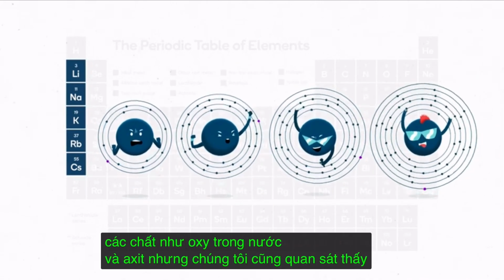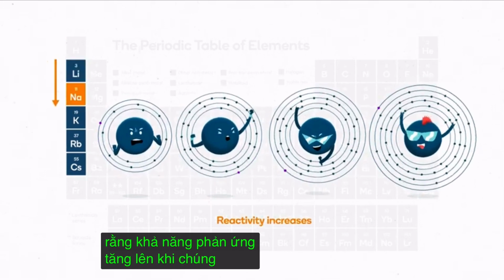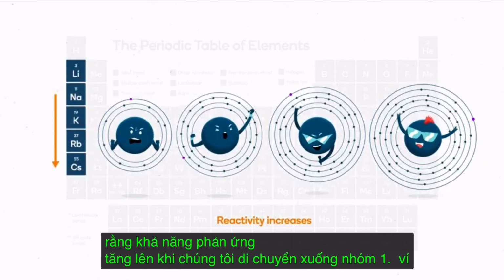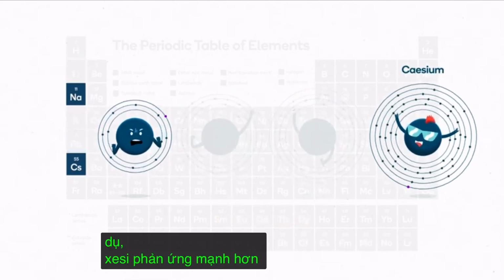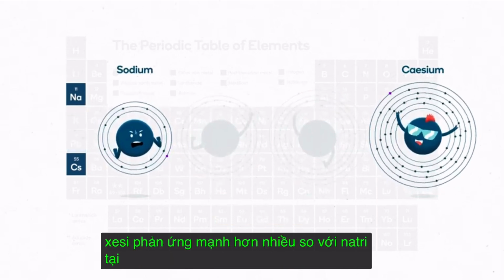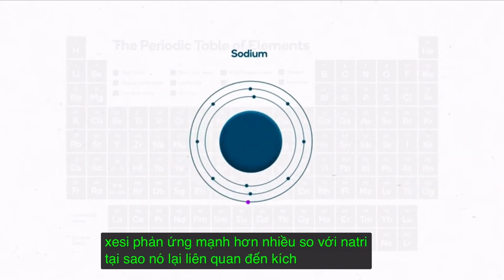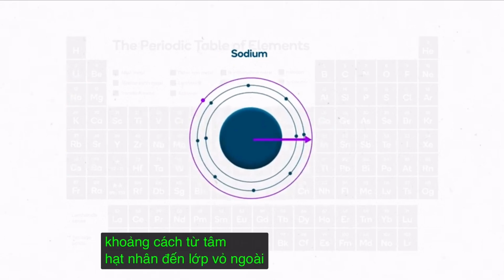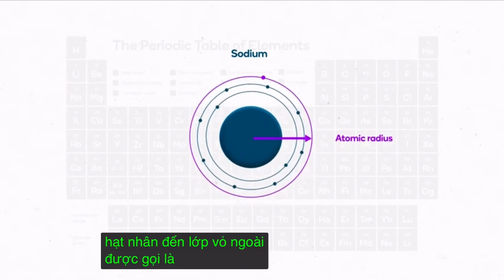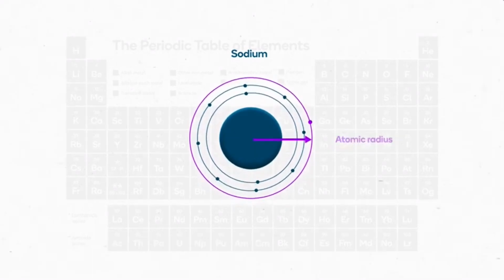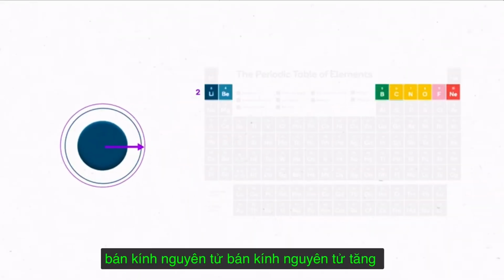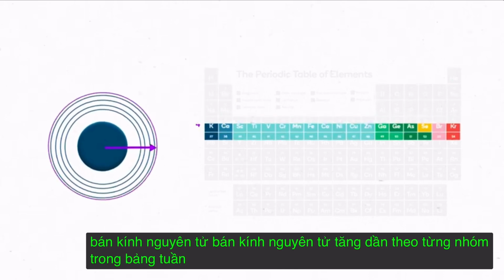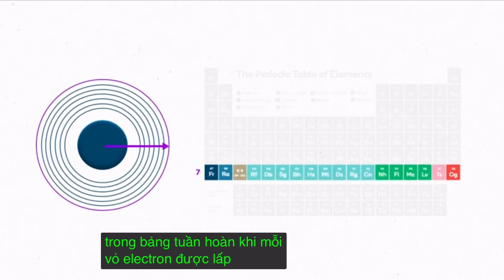But we also observe that reactivity increases as we move down group 1. For example, cesium is much more reactive than sodium. Why? Well, it has to do with the size of the atoms. The distance from the center of the nucleus to the outer shell is called the atomic radius. Atomic radius increases down each group in the periodic table as each electron shell is filled.